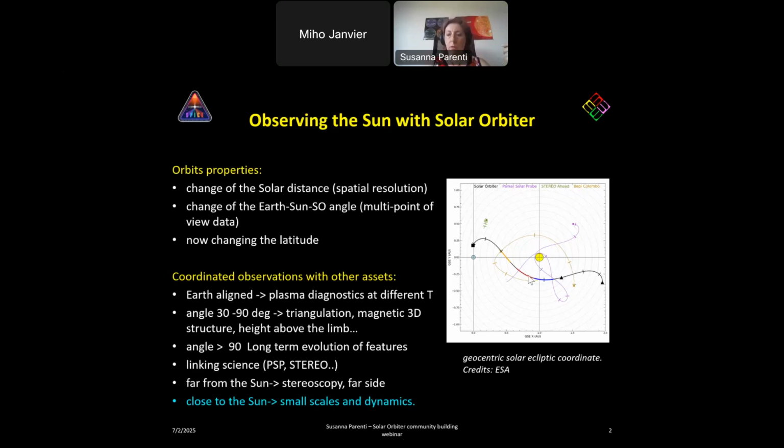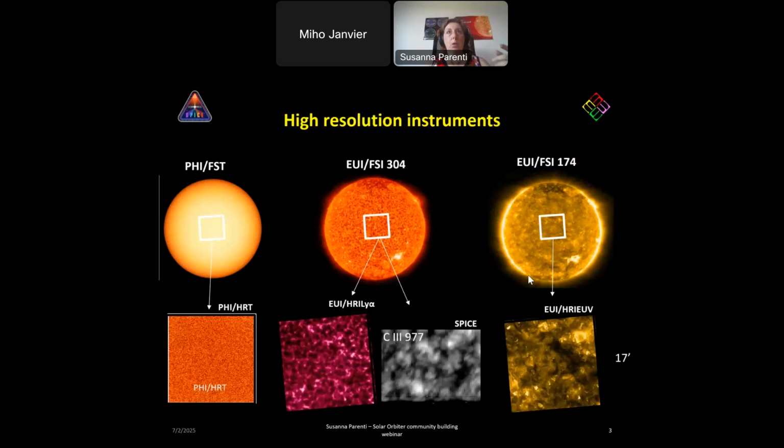This is the topic of this talk. I also want to recall the instruments that we are using for this kind of science. You have the Full Sun Imager telescope looking at the photosphere, and EUI has two channels, the 304 and the 174. Then you have the high resolution telescopes: the HRT on PHI for the photosphere, the Lyman Alpha and 174 high resolution telescopes on EUI, and then the spectrometer SPICE.